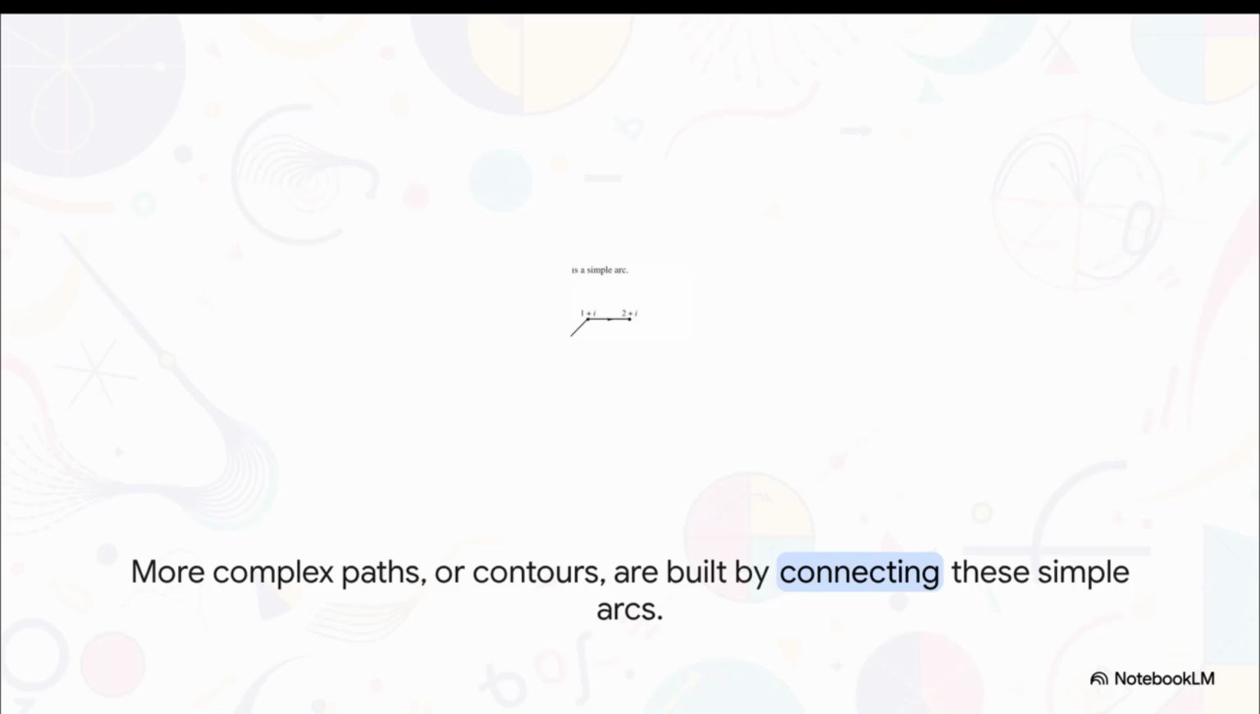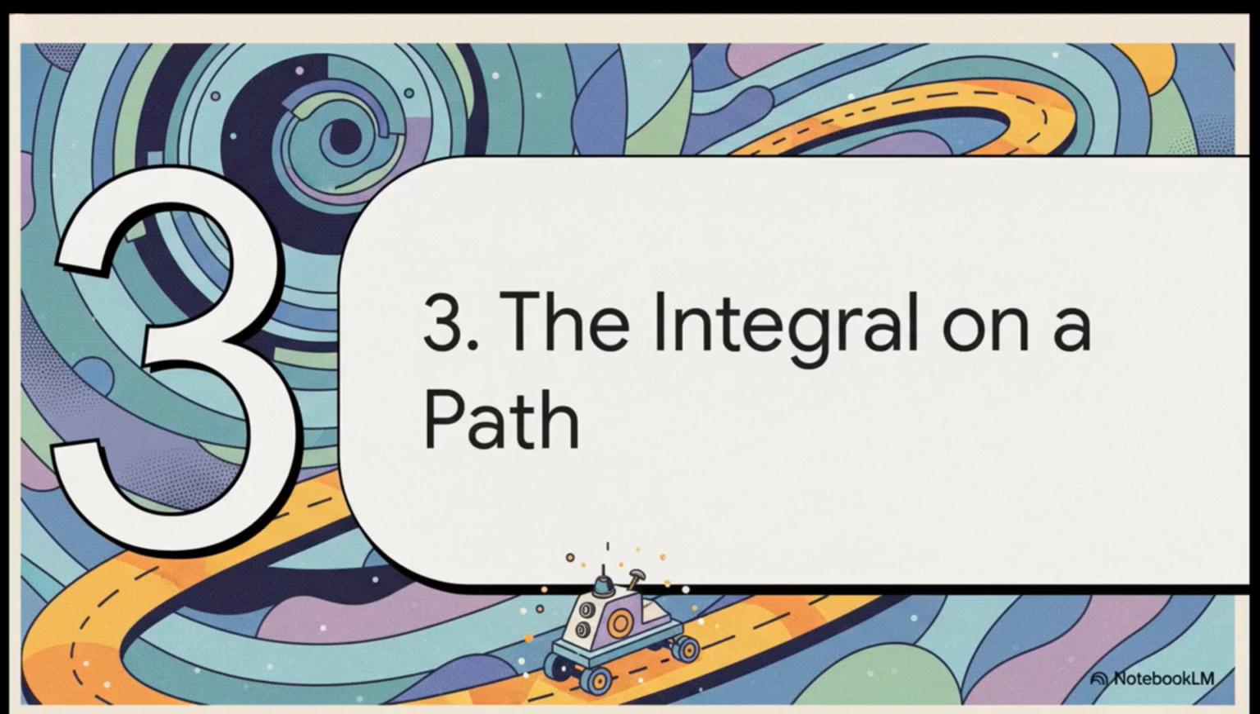This whole thing is our contour. And even if it has corners where the different pieces meet, that's okay, because each individual segment is perfectly smooth. That's what makes the whole path manageable. All right, we have our landscape, that's the complex plane. We have our road, that's the contour.